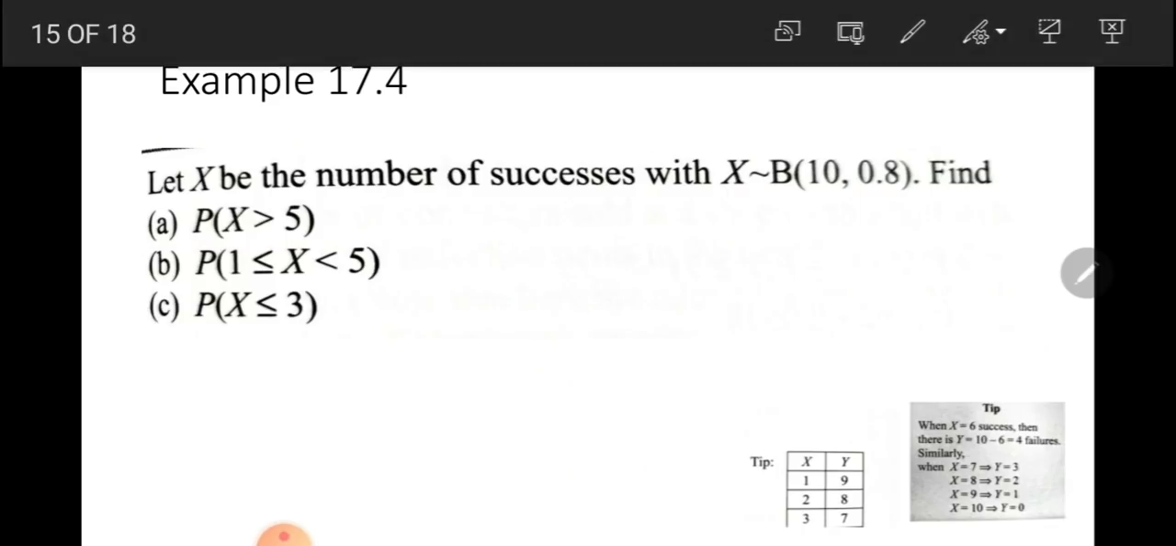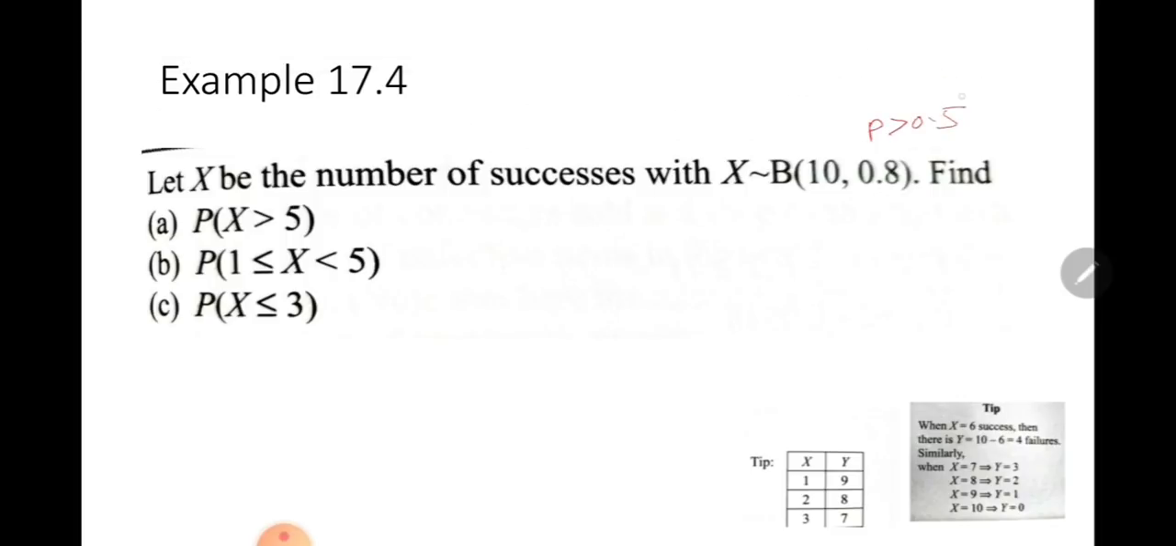Alright, so let's look at a few examples on when you have p greater than 0.5, which is not in the table. But never mind, we can use the table anyway, but you have to define X, instead of the number of success, as the number of failure. So the p will be lesser than 0.5. Okay, so X is the number of success with this. Find P(X greater than 5). If you look at the p, it's not in the table. So what we can do is define Y. Y is the number of failure. So Y would follow binomial with n 10 and q, your q will be 0.2.